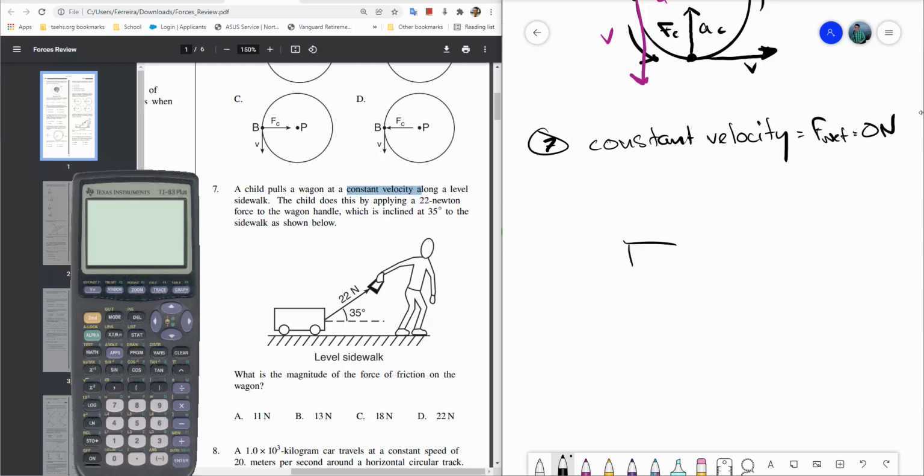So if you have a wagon, it's being pulled with 22 newtons at a 35-degree angle. Some of that is going along the x-axis, the force x. Some of that is going along the y-axis, the force y. Because it's at an angle, some of it's up, some of it's sideways. You're not pulling straight up, and you're not pulling completely sideways. You're pulling somewhere in between.